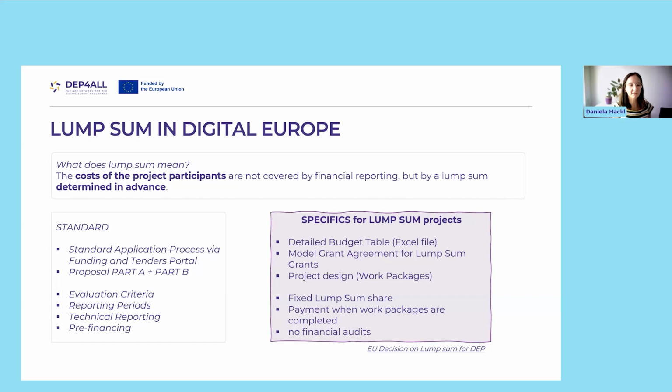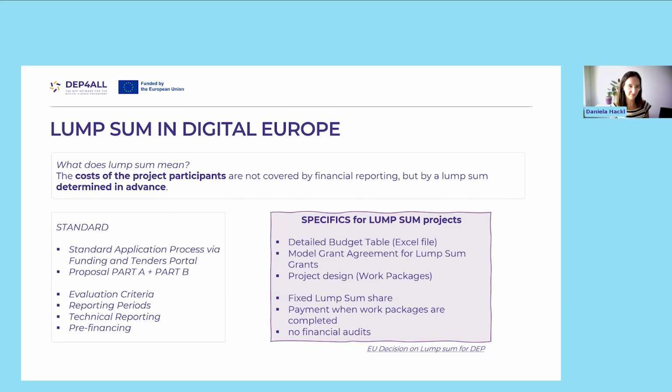Handing in a lump sum project is kind of standard. It's the same as we had for actual cost projects. There is the standard application process via the funding and tenders portal. The proposal itself has a part A, which is the formalities you put in the submission system, and the part B, which is the proposal template where you write your proposal. The evaluation criteria are of course the same. The reporting periods stay the same. There is technical reporting for the actual cost and also for the lump sum projects, and you also receive pre-financing for lump sum projects.